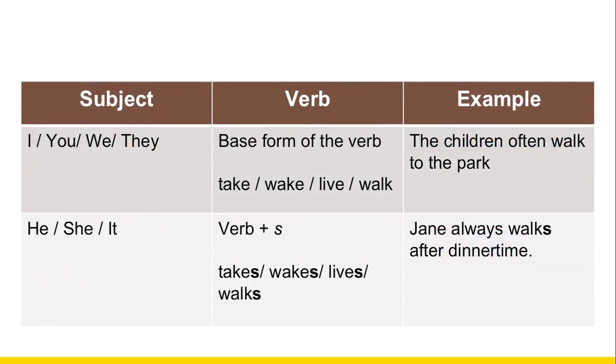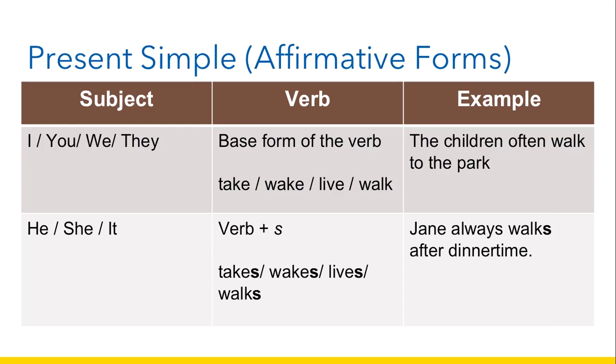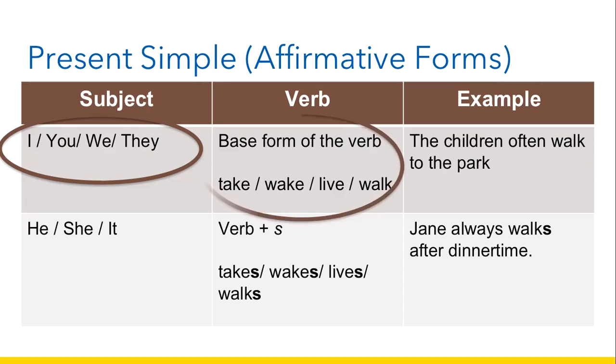But there's something else that we should notice here. It's the form of the verb. This verb form is called the present simple. It's easy to form the present simple. For subjects I, you, we, and they, you simply use the base form of the verb. Some people call this the simple form.